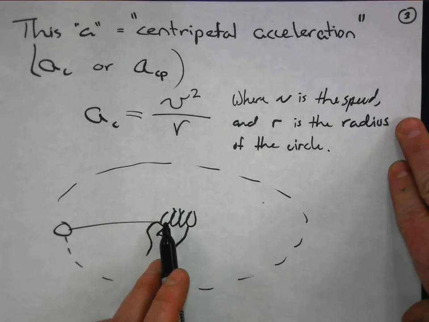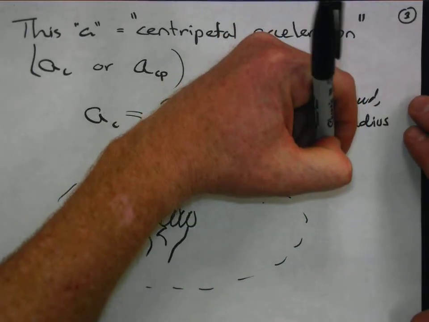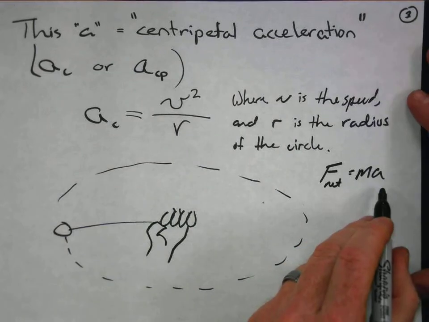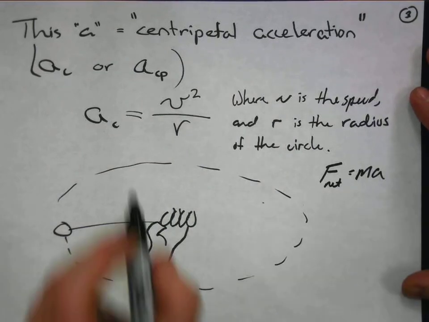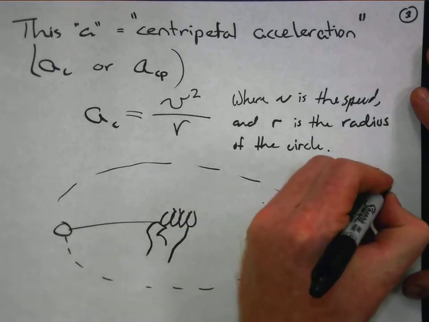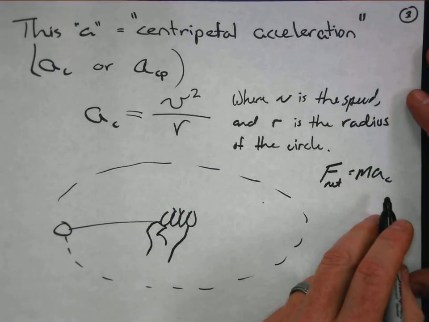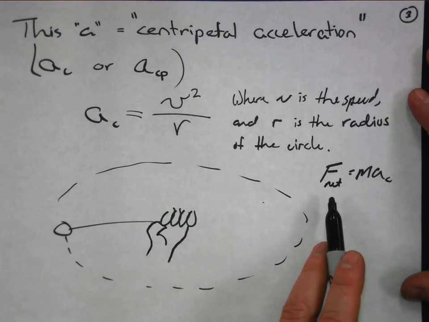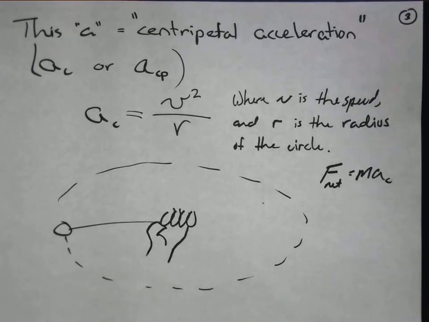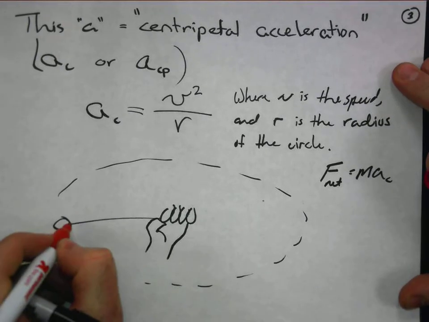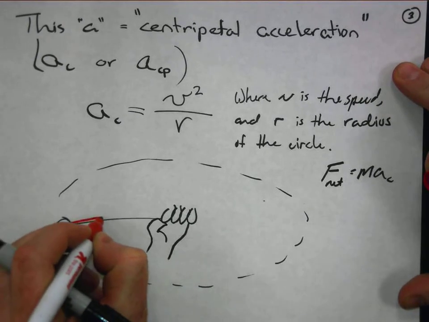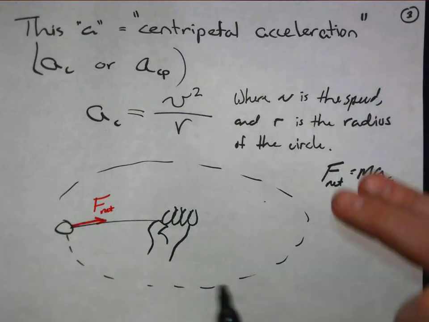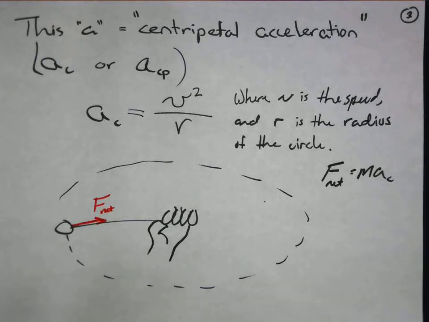If there is an acceleration, remember Newton's second law. Newton's second law says that if there is an acceleration, there must be a net force acting on it. Here we have an acceleration. So that's centripetal acceleration there. And therefore there must be this net force. And we know that the net force must be in the same direction as the acceleration, which would be toward the center of the circle. There must be this net force here. It absolutely exists. It has to come from somewhere.